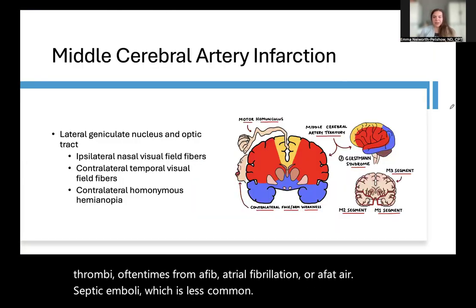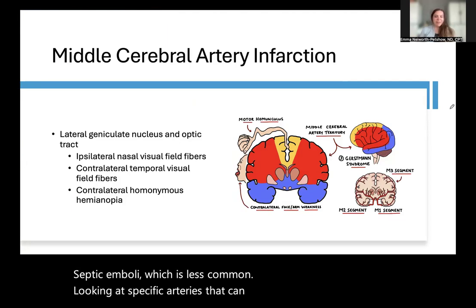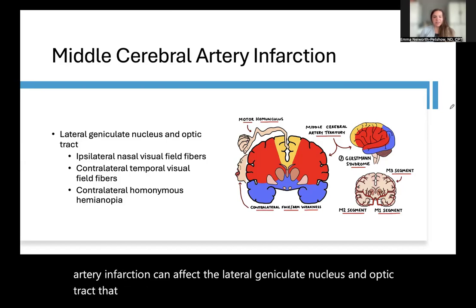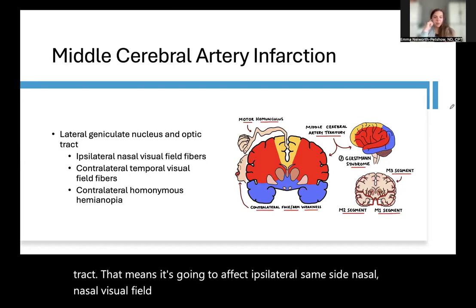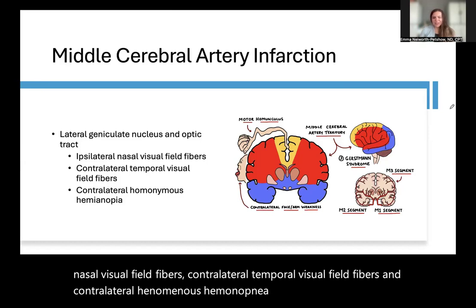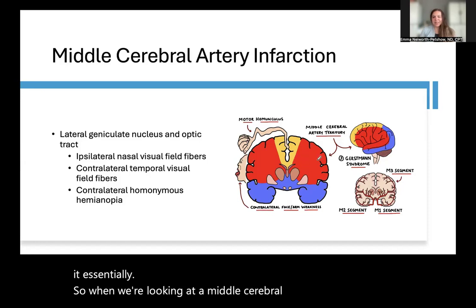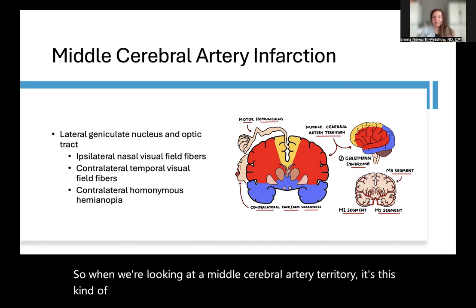Looking at specific arteries that can cause issues, a middle cerebral artery infarction can affect the lateral geniculate nucleus and optic tract. That means it's going to affect ipsilateral, same side, nasal visual field fibers, contralateral temporal visual field fibers, and cause contralateral homonymous hemianopia. That's what we would call it, essentially. So when we're looking at a middle cerebral artery territory, it's this kind of area in red that we're seeing.